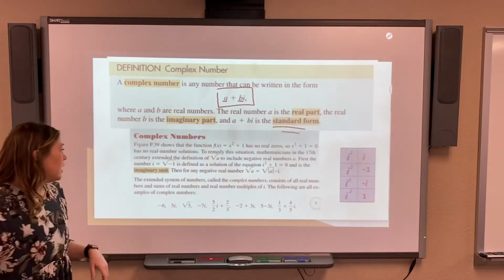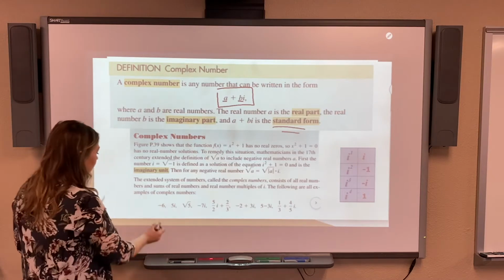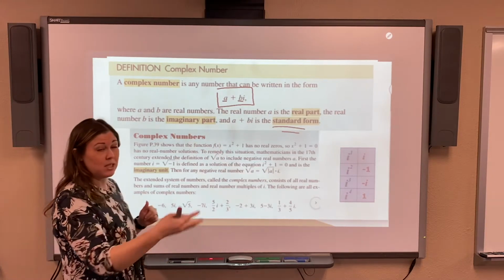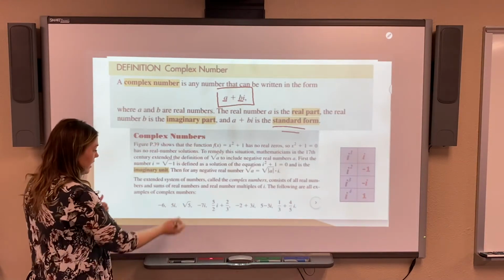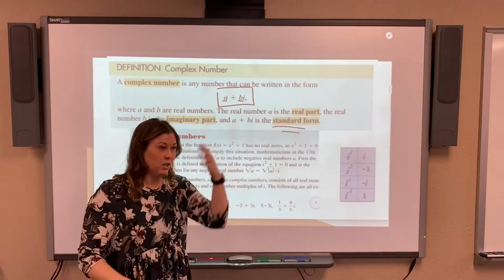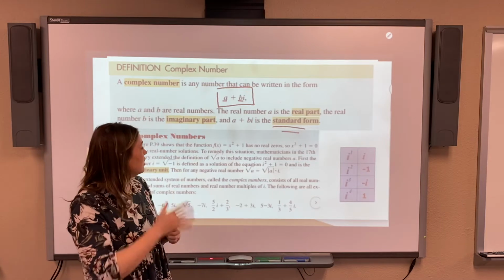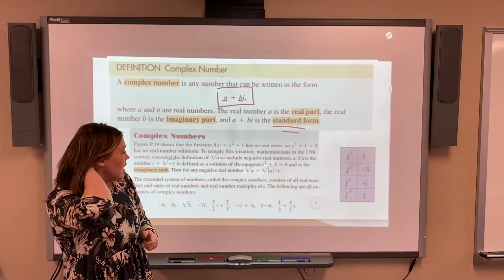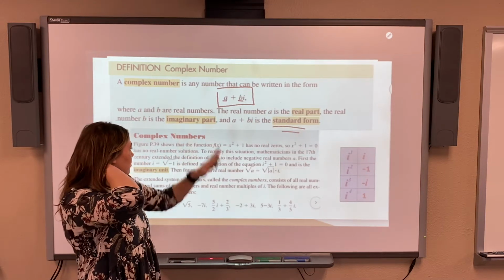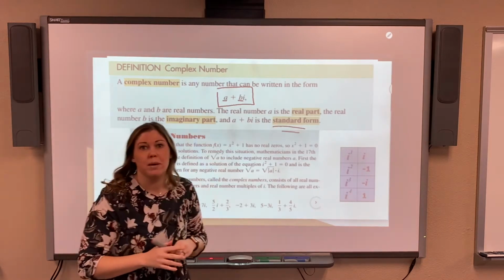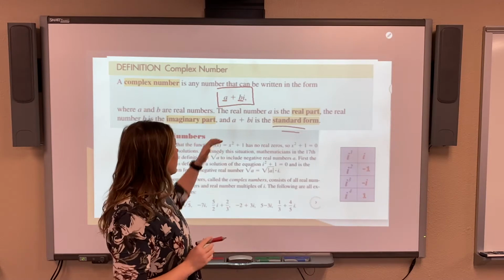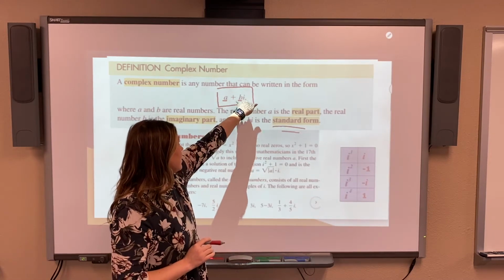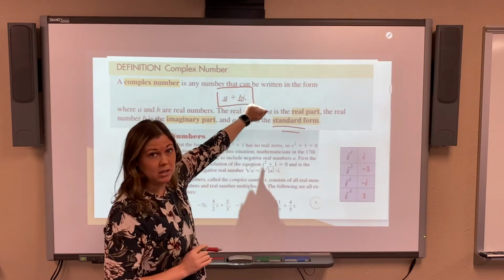Any of these numbers, like -6 plus 0i, can be written as a complex number. Or 5i, like 0 plus 5i: your 0 would be a, your 5 would be your b, and then you have your imaginary. This is copied and pasted from your book, some definitions of complex numbers. Basically, again, this i represents your imaginary, and this is your real number.